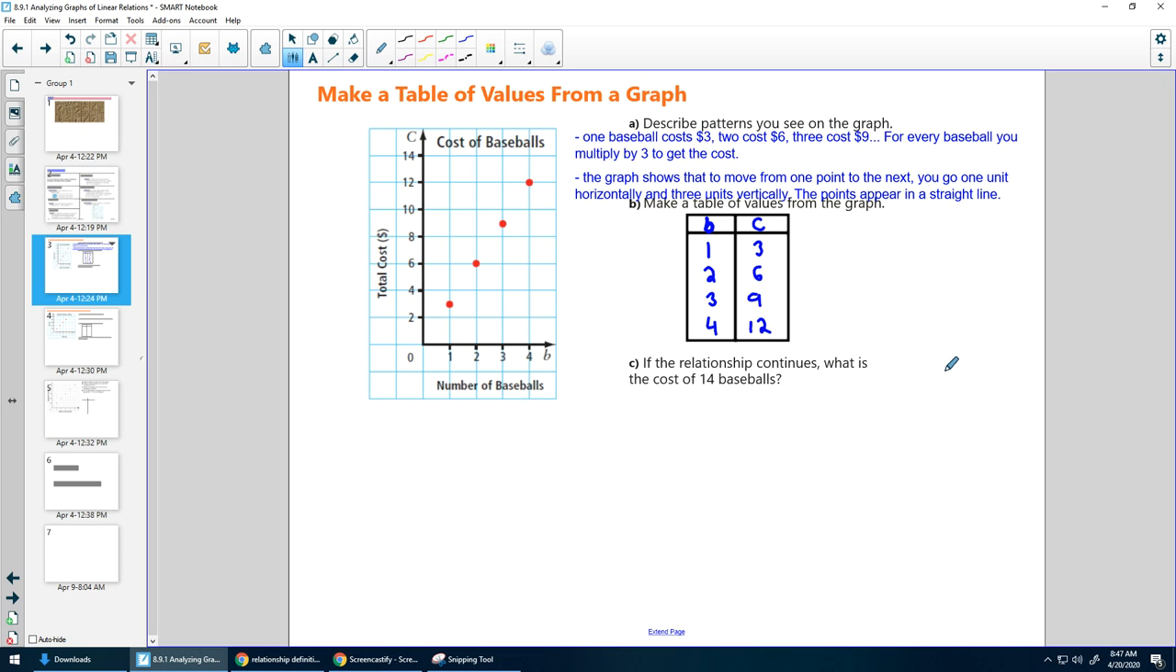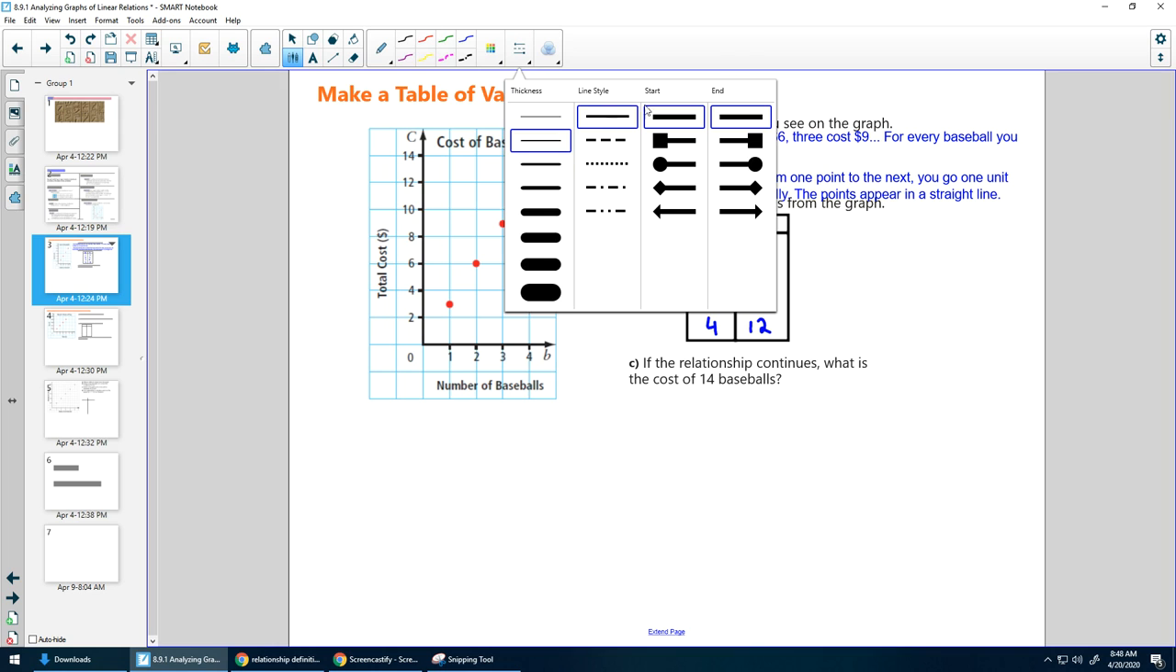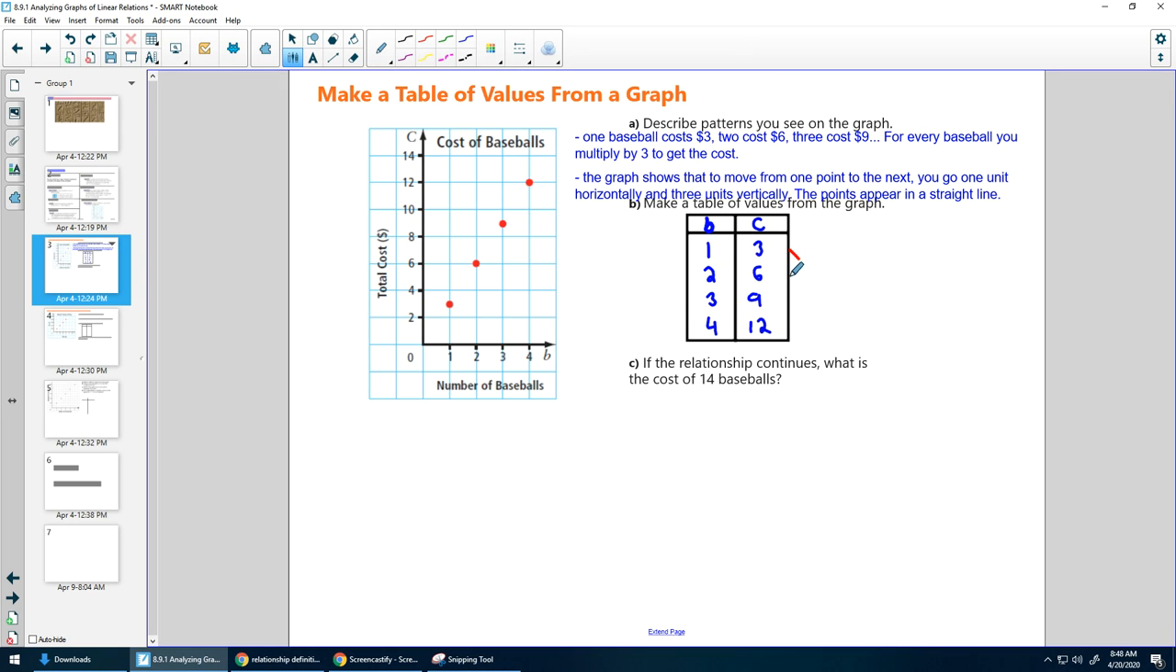If the relationship continues, what is the cost of 14 baseballs? Well, if we look at our pattern here, we've already talked about our patterns a little bit. 1 baseball costs 3, 2 costs 6, 3 costs 9. For every baseball, you multiply by 3 to get the cost, right? So this is going up by 3, this is going up by 3. So we're going up by 3 every time here.